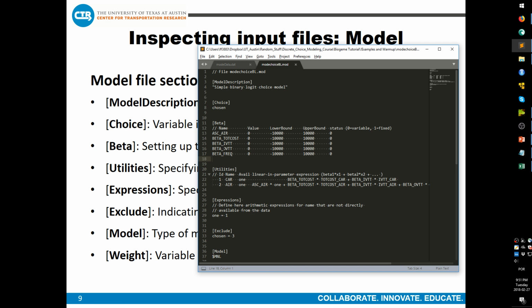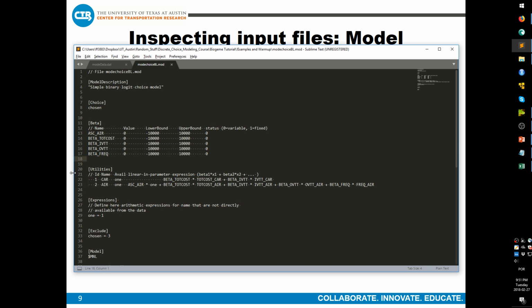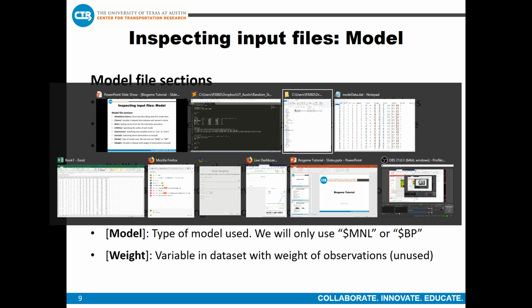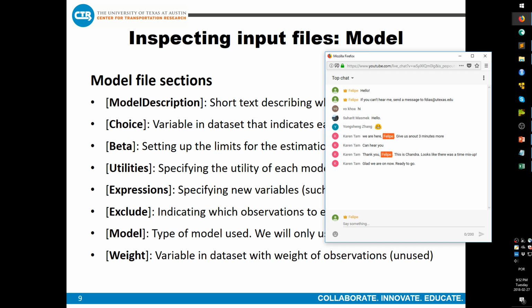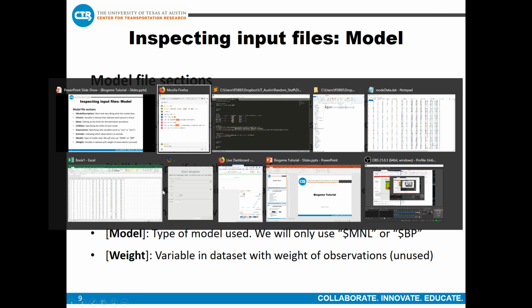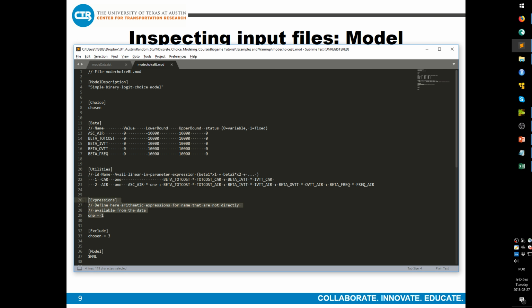Utilities. Here in the utilities section, this is where we define the exact utility of each of our alternatives. I have a slide specifically talking about that one. I'll go into more detail about that in a little bit. There's an expressions section here. Expressions. Here's where we create new variables that aren't available from the data.